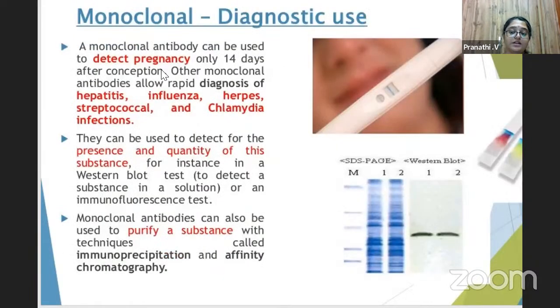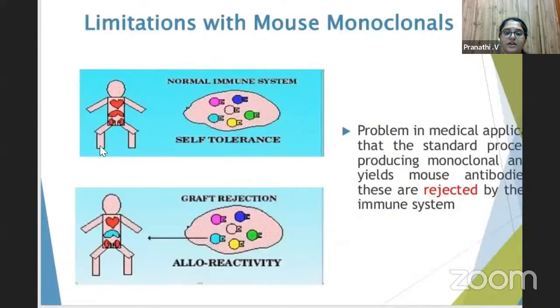Where are the monoclonal antibodies used? To detect pregnancy or for diagnosis of different kinds of diseases. To detect the presence of a substance and, in case it is present, to quantify it, and then further you can do a Western blotting, in fact, or an immunofluorescence test. And then there is the SDS-PAGE. After that, you're going to take this, add it onto the nitrocellulose membrane and perform the Western blotting to see whether the proteins are there. And then you will get the immunoprecipitation and affinity chromatography.